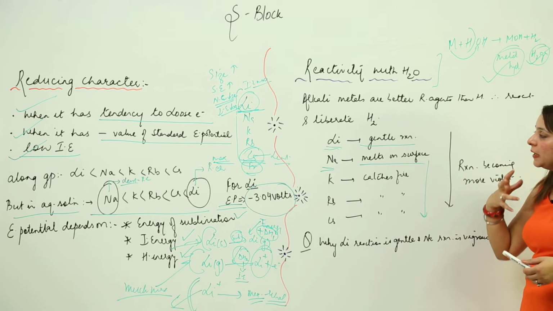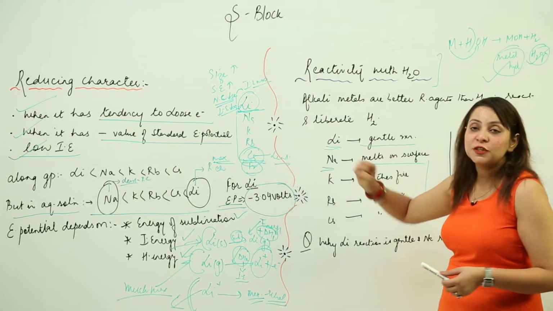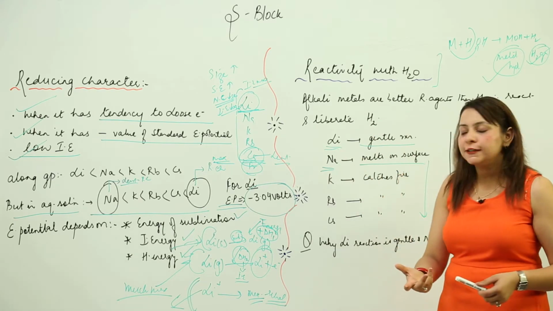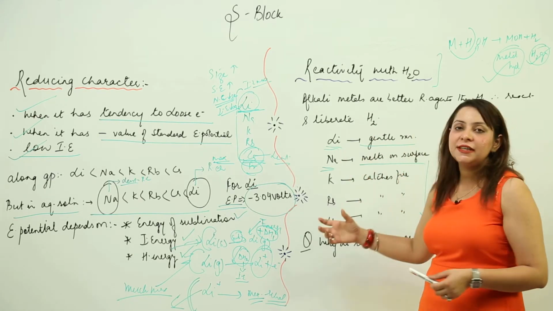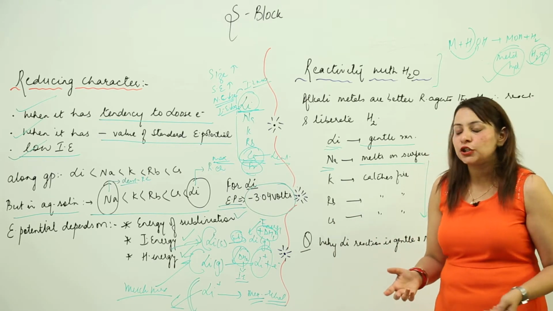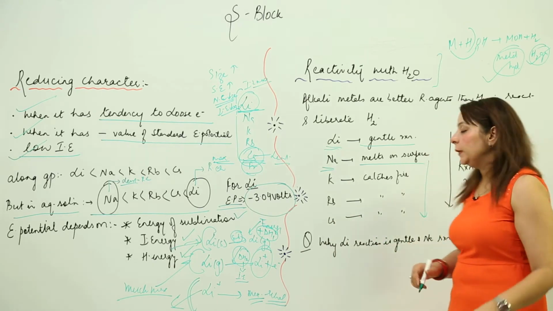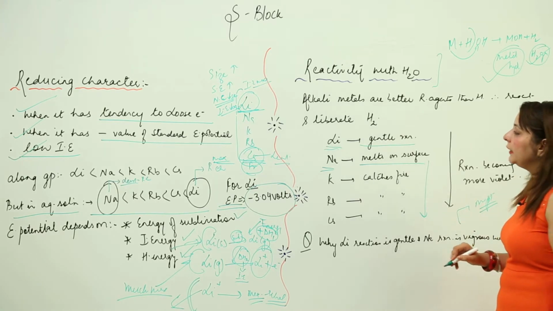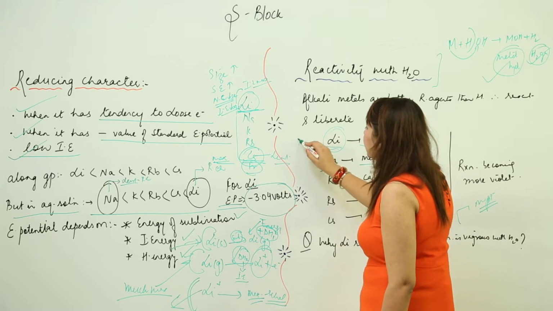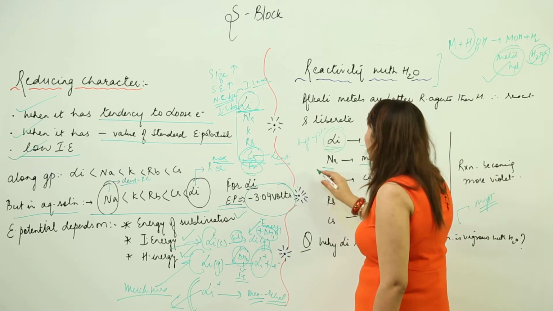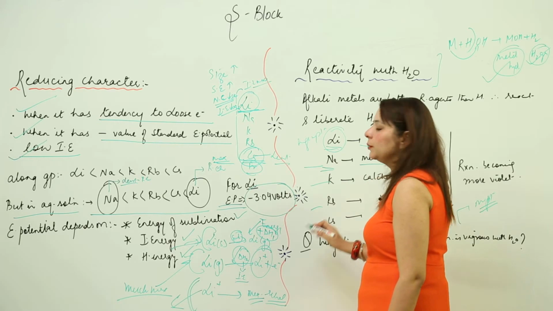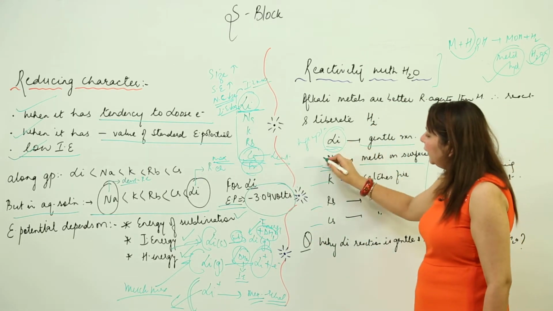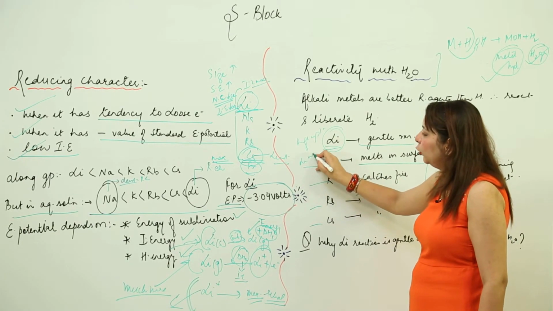Now the question must be in your mind: though lithium is smallest in size, it reacts gently, sodium melts on the surface, and potassium, rubidium and cesium actually burn. What is the reason? We can explain this on the basis of melting point. Lithium has a higher melting point as compared to sodium, potassium, rubidium and cesium, which have comparatively low melting points.